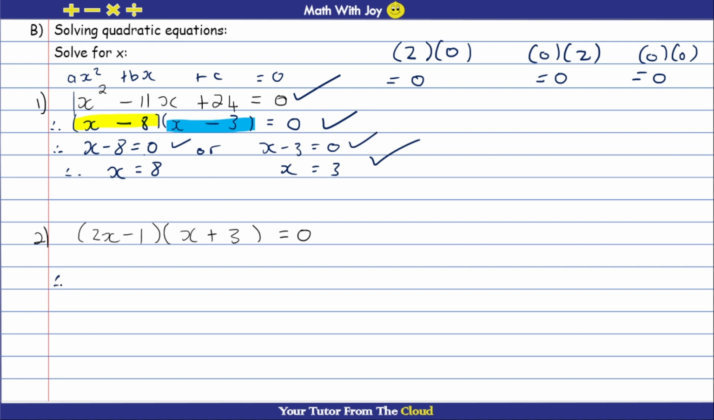All right, now if you understand the steps, you will notice that for this question here, question number 2, it's already factorized for us. So all we have to do is set each bracket equal to 0, or the other bracket again equal to 0. So you're going to get 2x equals 1. So then x equals 1 over 2. And then here we're going to get x equals minus 3. And that's how you solve this question.